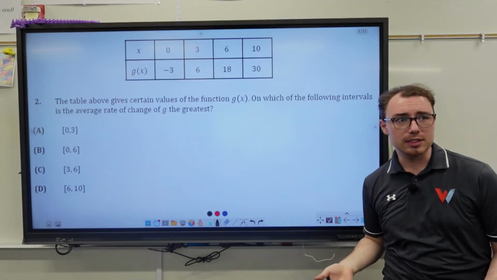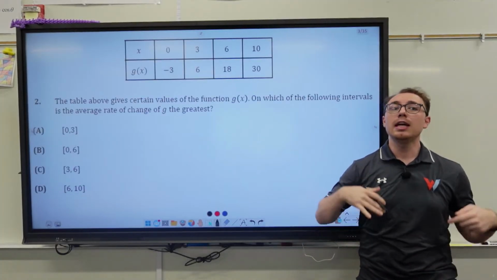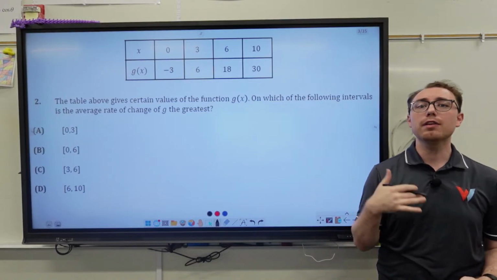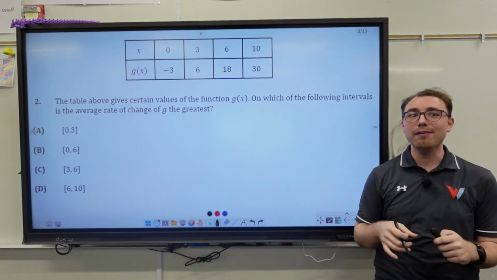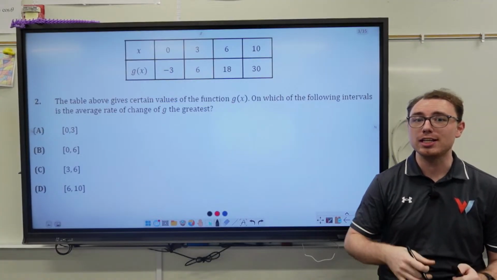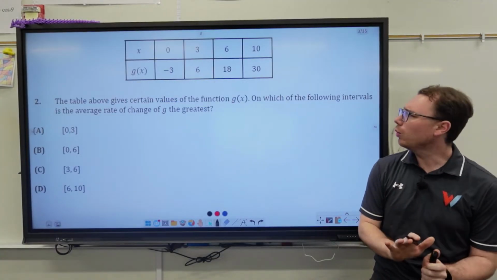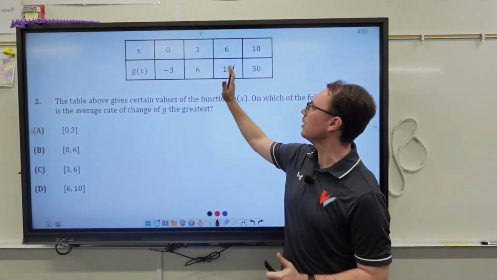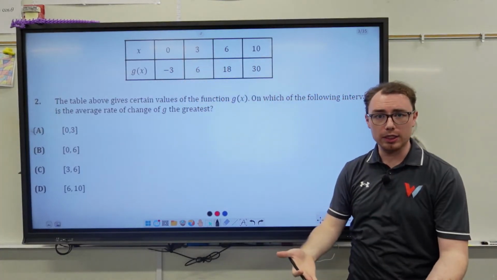For problem 2 itself, we're given this table above. It gives certain values of the function g of x. On which of the following intervals is the average rate of change of g the greatest? So we want to try and find at what point between these points here has the greatest rate of change.